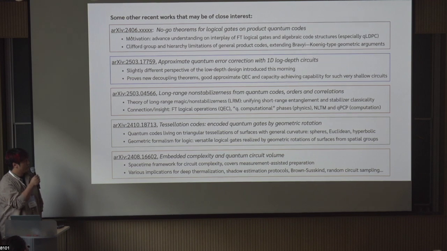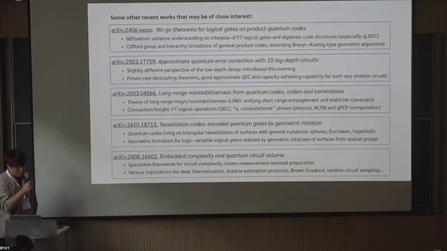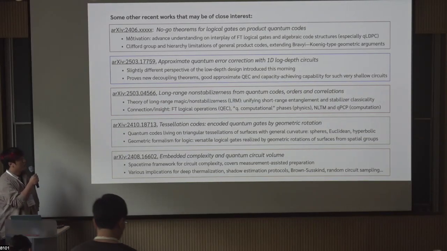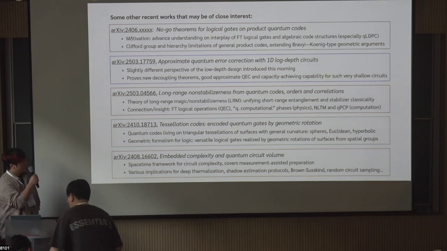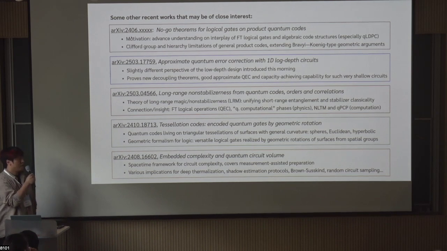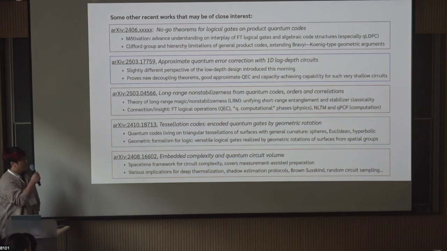Here we define continuous variable quantum codes on triangle tessellations on 2D surfaces with different curvatures. And the amazing thing is that we show this provides us with a very interesting geometric formalism for doing logic gates. What I mean by that is we can tune the tessellation and the curvature of the surfaces to do versatile logical gates by geometric rotations on the surfaces.